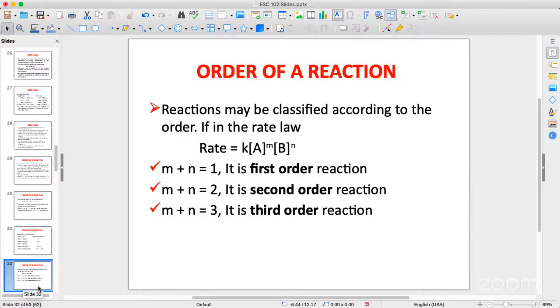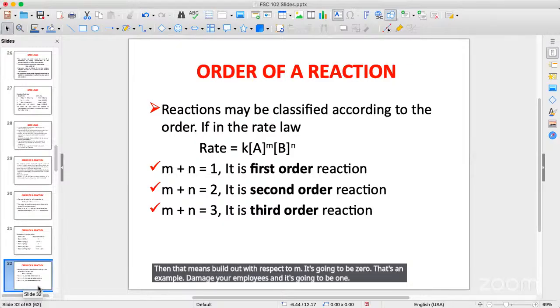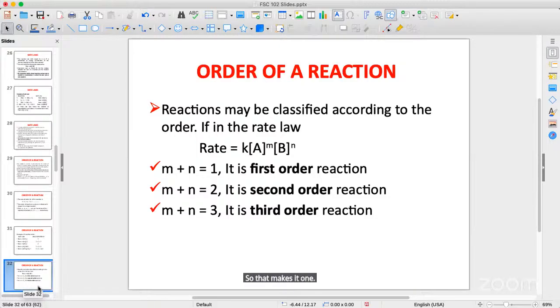Now, reactions generally are classified according to their order. If in the rate law, your m plus n is equal to 1, you call that first order reaction. Remember, the case where I said when you change the concentration of A, the rate does not change, then that means the order with respect to m is going to be 0. That's an example. That means your m plus n is going to be 1. Or you can have A raised to power 1, B raised to power 0. So that makes it 1. Then if m plus n is equal to 2, you're talking about the second order reaction. If m plus n is equal to 3, you're talking about the third order reaction.